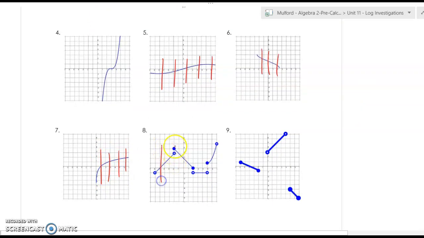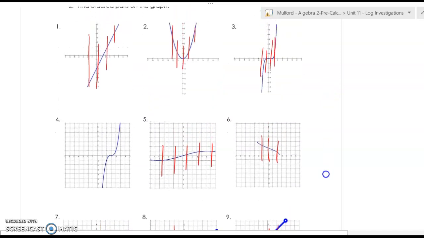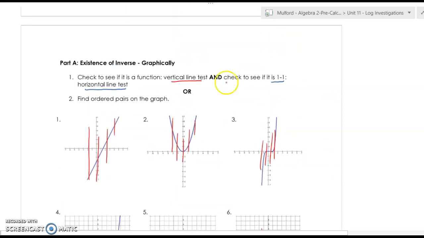Even here, we go through that point right there. It does cross twice, but that's an open circle, so it's not really there. It's more of a reference. But it looks like everything is passing the vertical line test. No matter where we go, there's only one. There's no place where we cross an input multiple times.